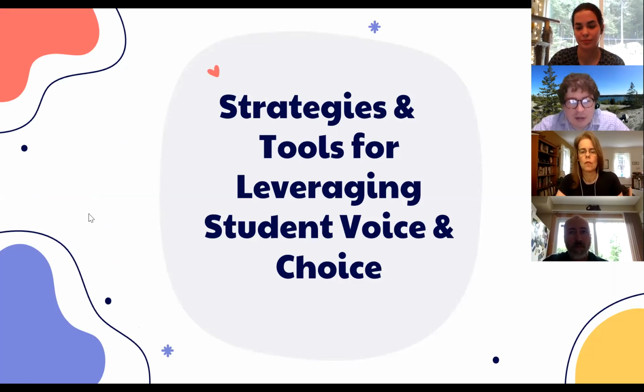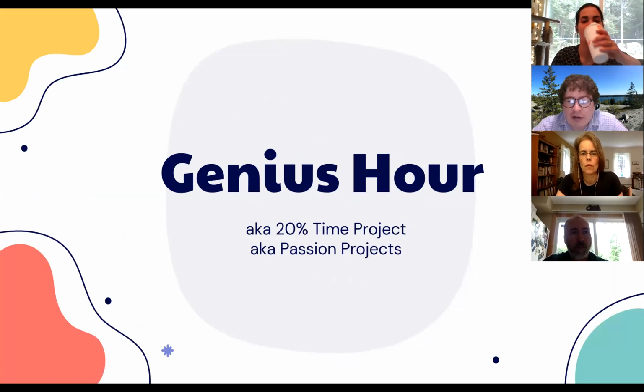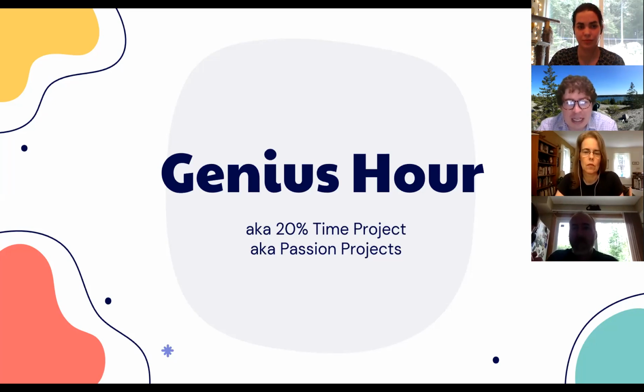All right, so when Emma and I were first talking about voice and choice, we were trying to think of some good models out there that I know people are using in different places, and I've heard good things about. So I'm going to talk a little bit about Genius Hour. This is sometimes called 20% time projects. Sometimes it's called passion projects. It has a few different names. I think Genius Hour is the one that's taken hold for one reason or another.